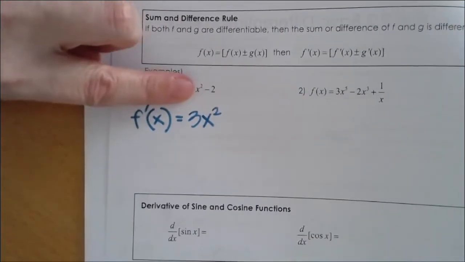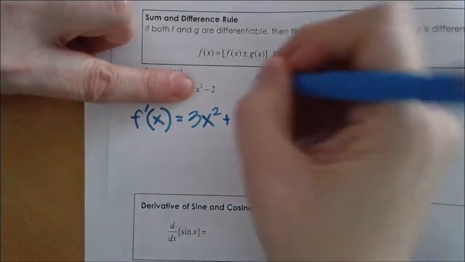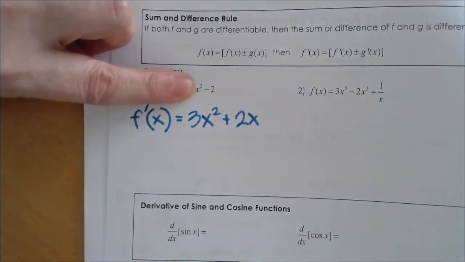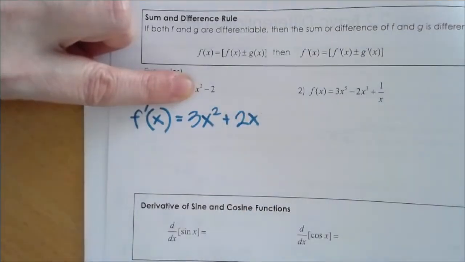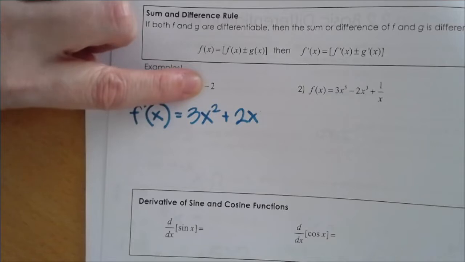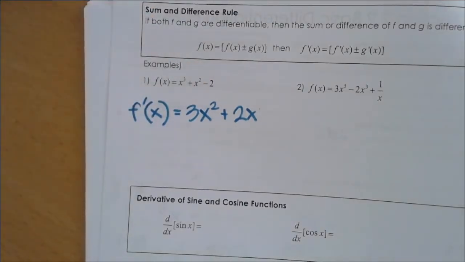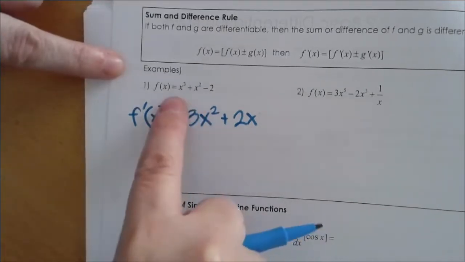Going on to the next one, the derivative of that, the 2 comes out front, x, drop that power by 1, so 2 minus 1 is 1. You don't have to write a power of 1. And then this is a constant. Remember, the derivative of a constant is always 0, so I don't have to write that. So that's the derivative of this.